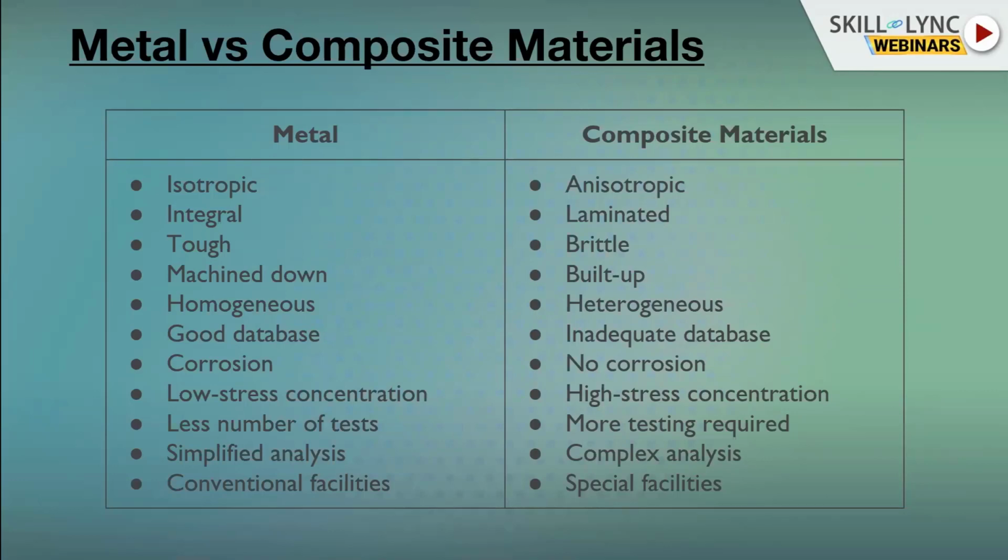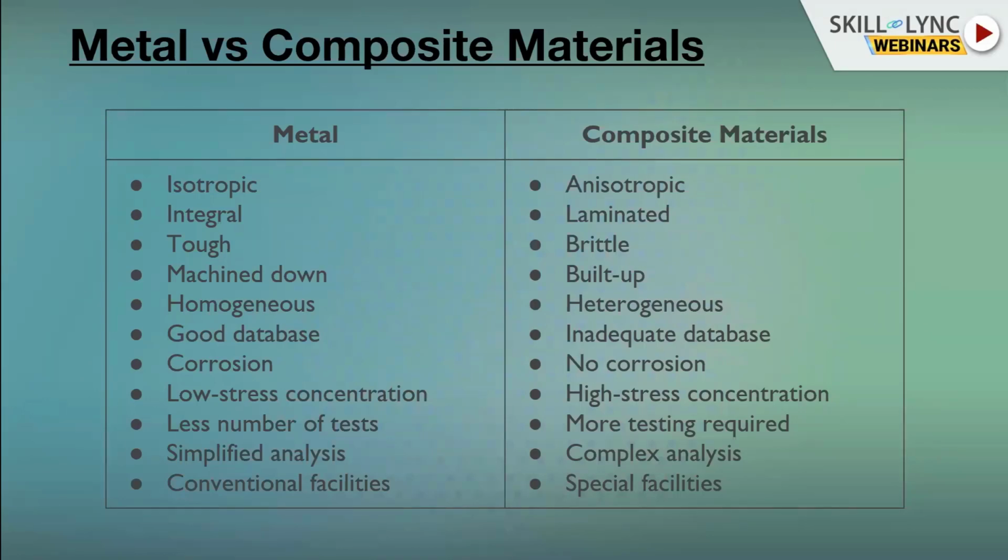Now coming to the metals, they are tough, whereas composite materials are brittle, as I explained previously. And metal parts are machined down, whereas composite parts are built up. So usually if you need a metal part, you take a raw plate or a block and machine it out, whereas composites are actually built by adding one layer on top of the other. So the construction is quite different between metal and composites. Metals are homogeneous, so they have the same uniform dispersion, whereas composites are heterogeneous. They have different non-uniform dispersions.